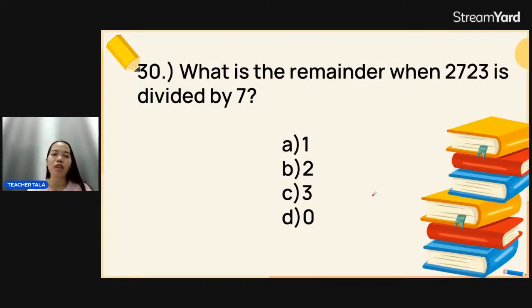Okay, now let's try number 30. What is the remainder when 2723 is divided by 7? What is the remainder when you divide 2723 by 7? I mean, divide 2723 divided by 7. 7 times 7 is 27.